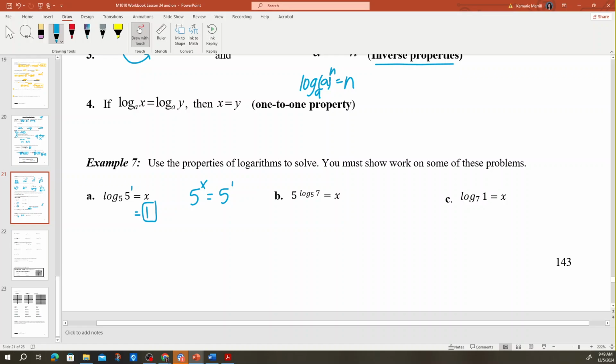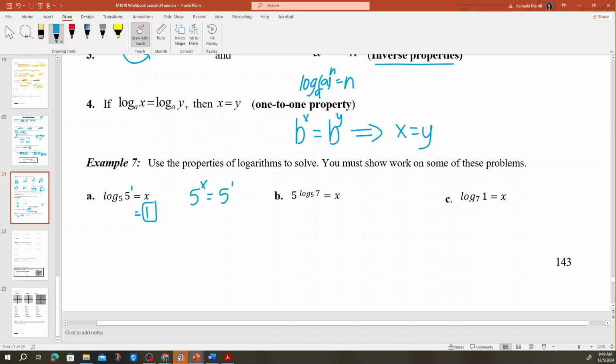And here's another one-to-one property. If your bases match, don't you guys think that you should be able to say that x equals y? So that's another property you could add to your one-to-one-ness, I guess: if I convert this and my bases match, I can just assume that x is 1. Okay? So when in doubt, I like to convert things to their exponent.